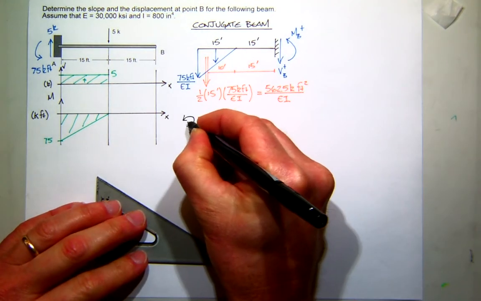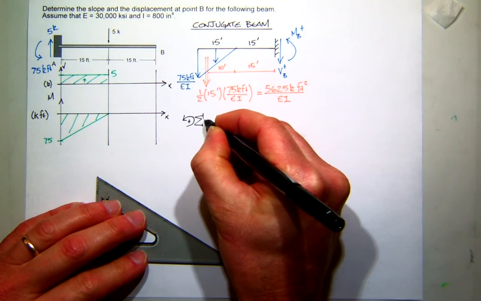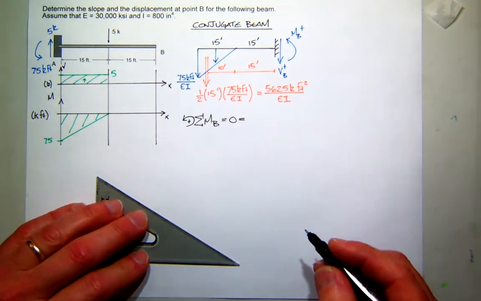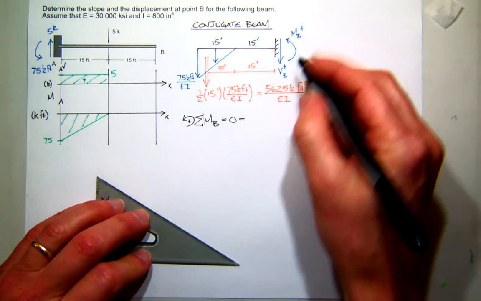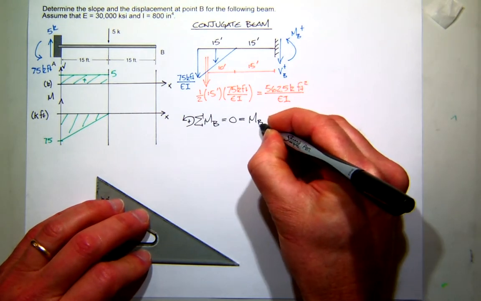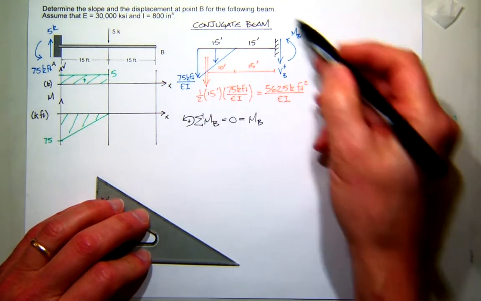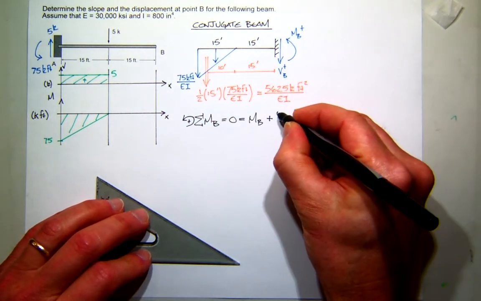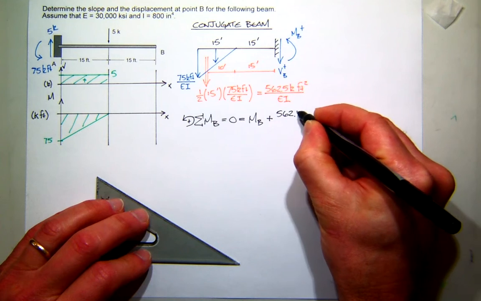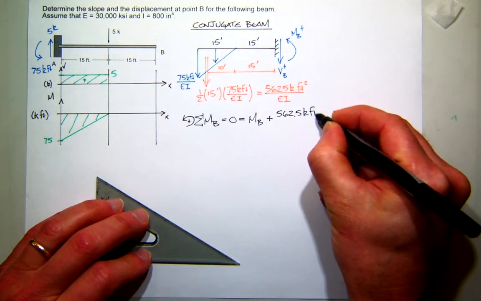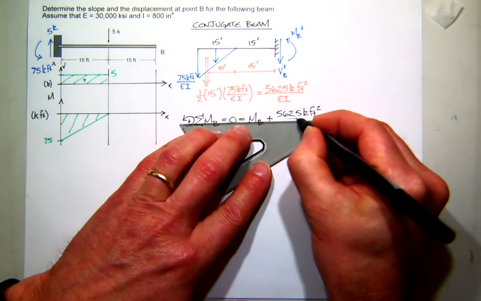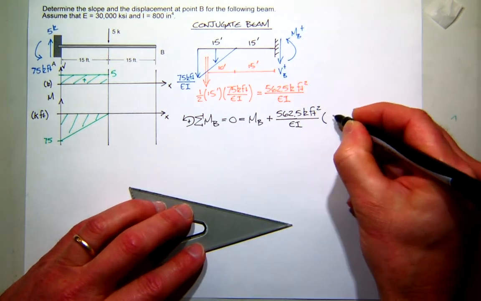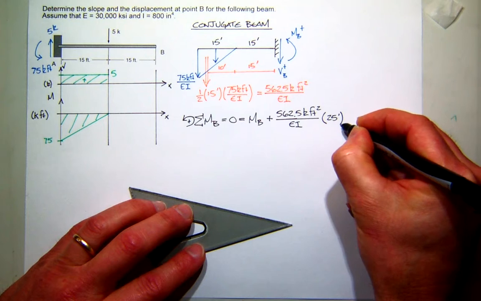So I'll now sum moments at B, make sure I'm in equilibrium. So I start here. I've got my applied moment, which is positive, moment at B. And my force creates positive moment, right? So I'll start off with plus, and that'll be 562.5 kip feet squared divided by EI, that's the force, times the distance of 25 feet.